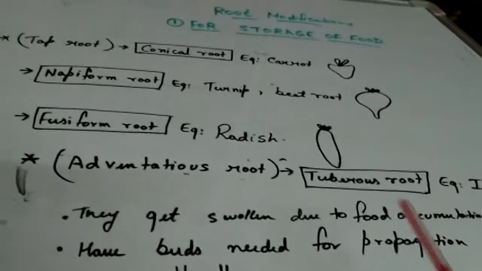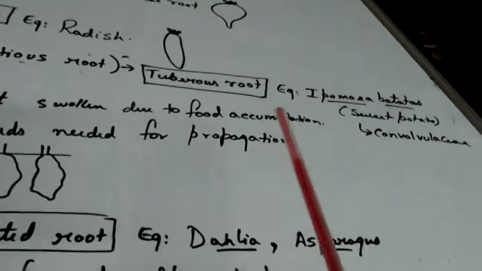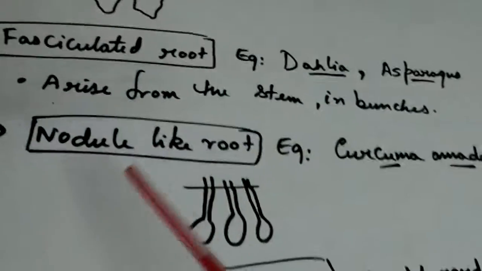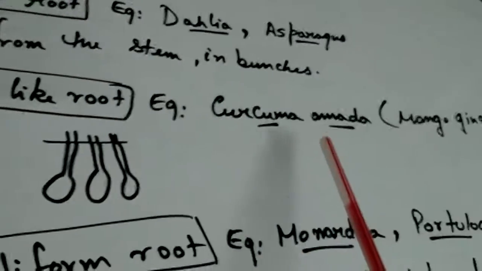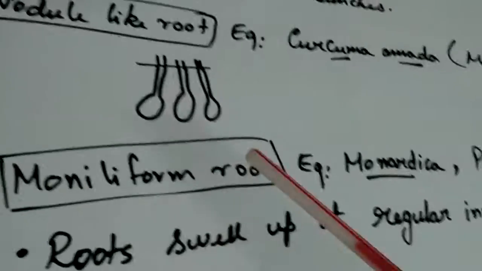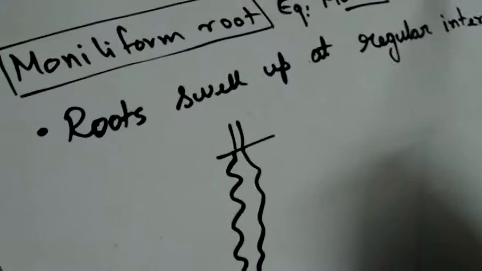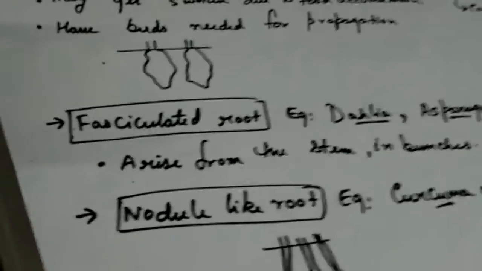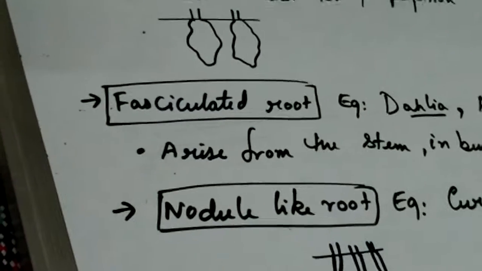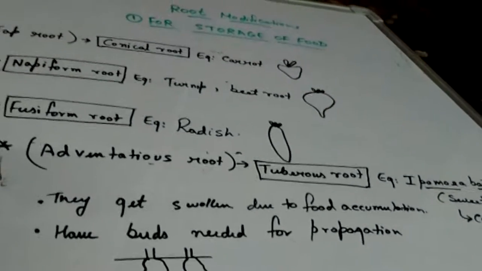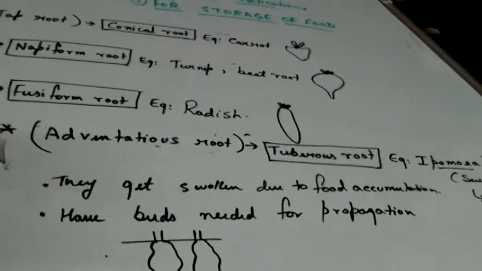Tuberous root, example Ipomoea batatas or sweet potato. Fasciculated root, example Dahlia, asparagus. Nodulose root, example Curcuma amada. Moniliform root, example Momordica and Portulaca. And I will describe respiratory roots or pneumatophores in my next video, which is yet another kind of root modification. Thank you.